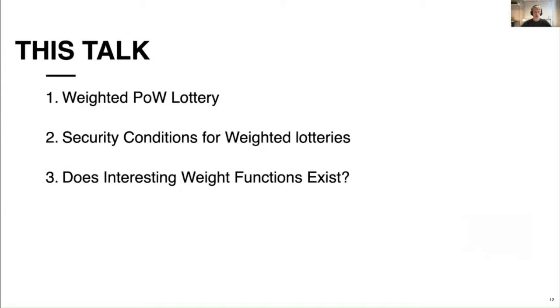So in this work, what we do is to try to solve the lottery dilemma. And we do so by making a framework that is capable of handling variations of the Bitcoin protocol. This is what we introduce as the weighted proof of work lottery. Then I'll give you some intuitions for what security conditions for the weighted lottery apply. And finally, I'll showcase that there are actually interesting weight functions which will give a strictly better protocol than what Bitcoin currently provides.